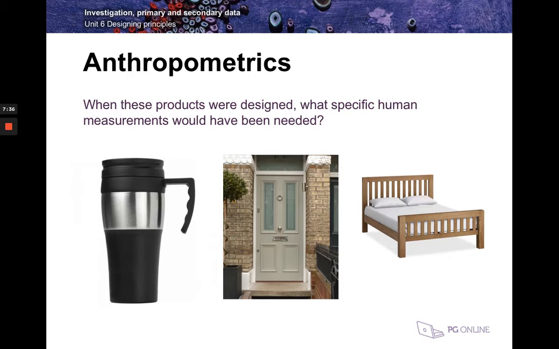Now I've got 3 images on the screen there. I want you to think about what specific human measurements would be needed when designing these products. So you've got the coffee cup, you've got the front door. What measurements do we need to know about a human in order to get the right size door? And you've got a bed. So on your own or with the person next to you, I'd like you to have a think about that now, please, and try to come up with 2 human measurements for each of those 3 products.